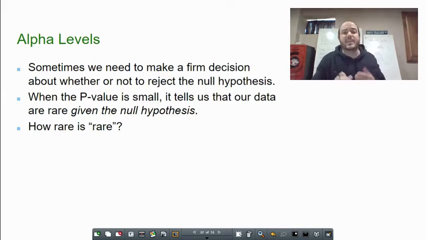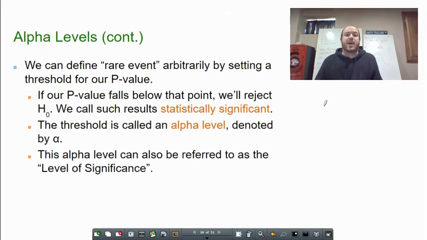All right. Now, we need to make this firm decision at the beginning, not afterwards, so that our whole process is legit. So remember, if your p-value is smaller than the cutoff value that we'll set, then we'll say that we reject the null hypothesis. If the p-value is higher than our cutoff, then we'll say that we fail to reject the null hypothesis. Now, how do we define the p-value to be rare enough for it to be considered a rare event? Well, there are some definitions and terminology that we need to deal with first. If our p-value falls below a given point, we'll reject the null hypothesis, and we call such a result statistically significant.